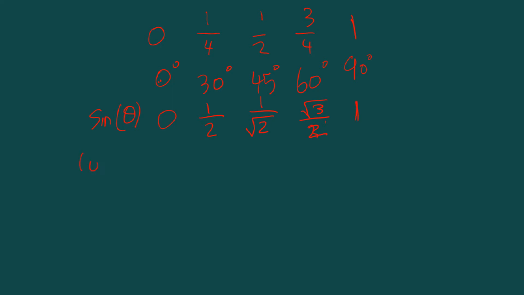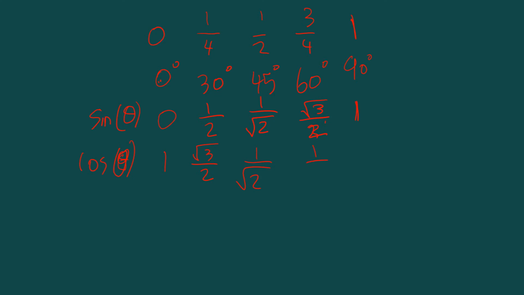For cos theta, you just reverse it. So reverse this. So 1 over square root of 2. If you rationalize this, you're going to get square root 2 over 2. Or you can leave it as 1 over square root of 2, as you like.